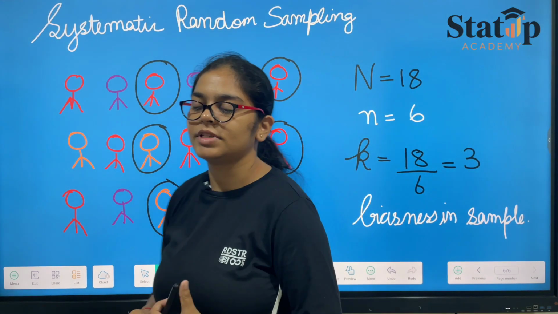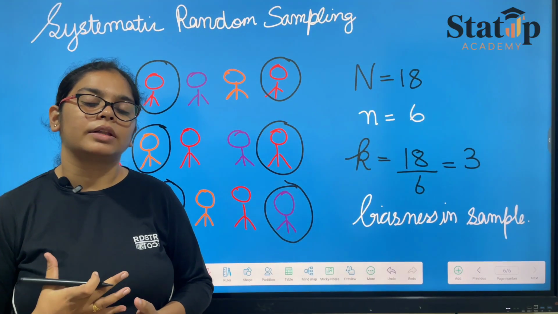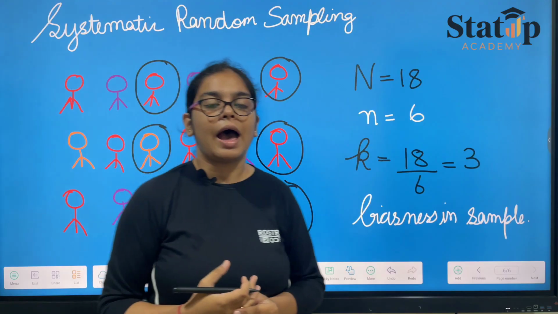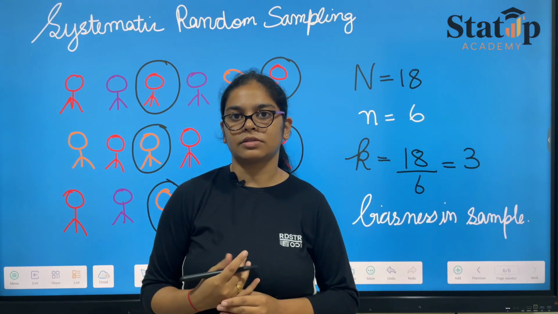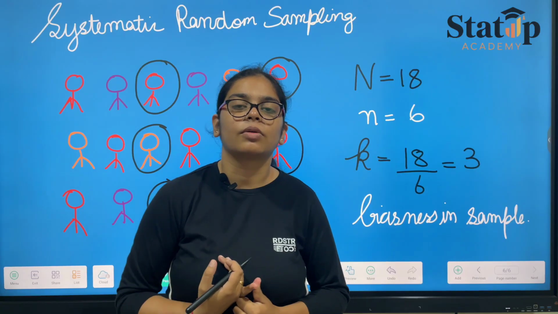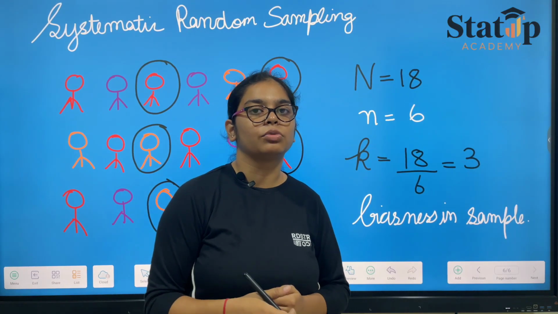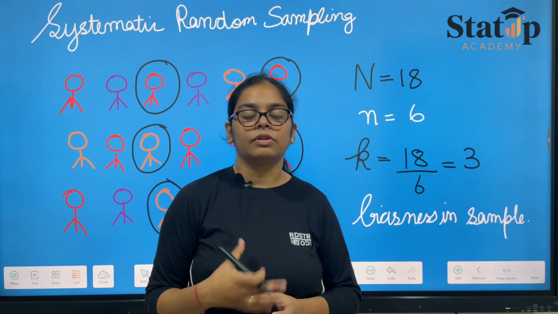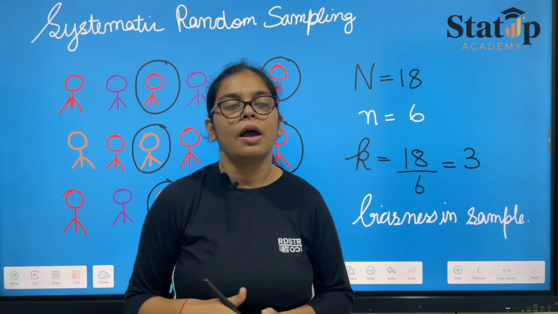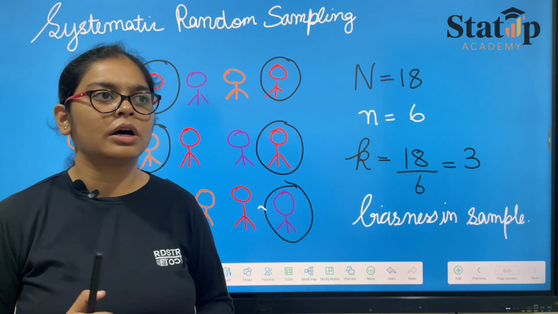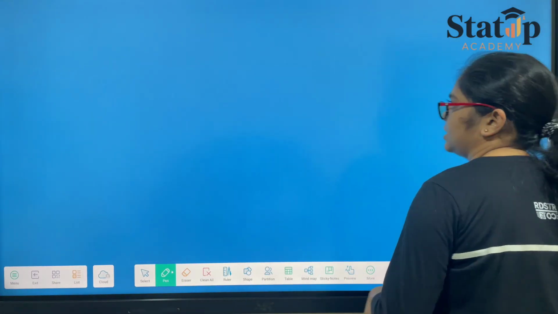Systematic random sampling can also be defined this way. Suppose there are 1000 students in a school and we have to take a sample of 100 students. So capital N is 1000 and small n is 100. Our k, the sampling interval, will be 10. So every 10th student will be selected and that will become our sample. That is also a case of systematic sampling, but there can be bias in the sample.